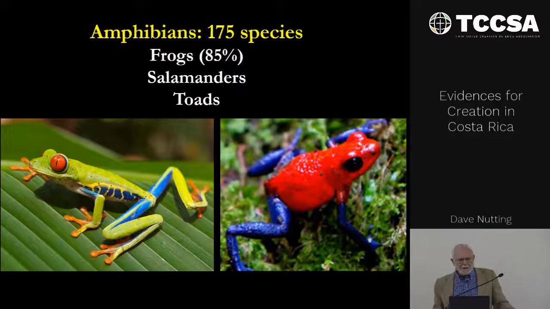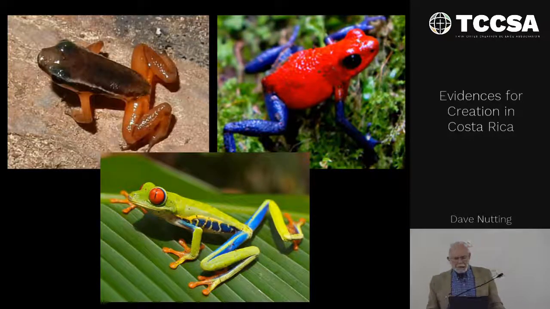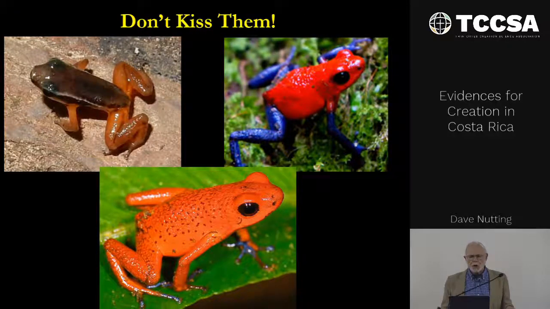There are 175 species of amphibians. Most of those are frogs, and they are gorgeous frogs, aren't they? And when you look at the different types of frogs, we got to see virtually all of these, I guess. They're pretty. They're really neat. But may I suggest, don't kiss them.